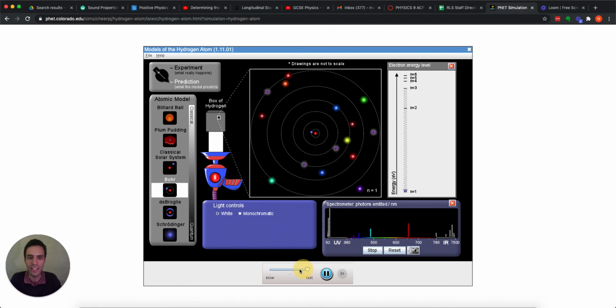So this is the simulation of the Bohr model of the atom and how it explains emission spectra. We'll go into more details in the next video.